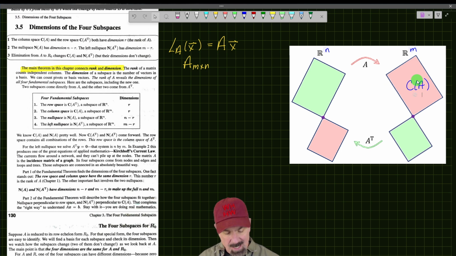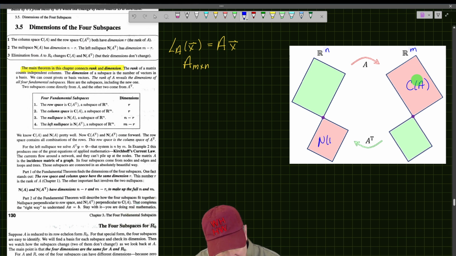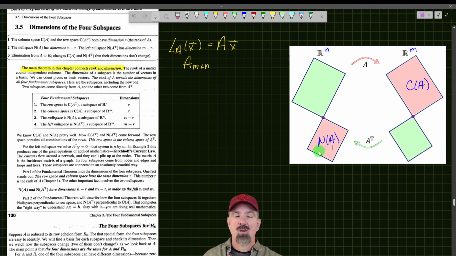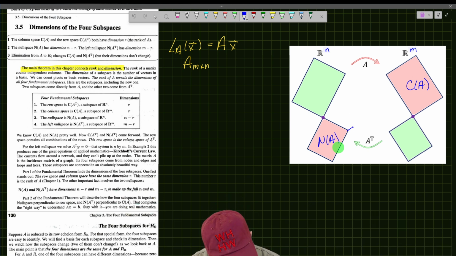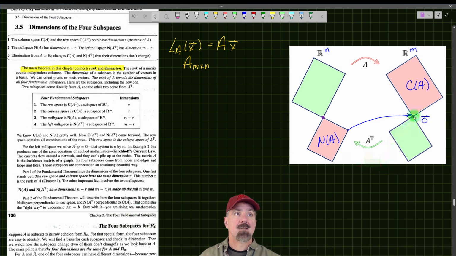What is the other one? Well, we just talked about that a little bit ago, and that's the null space. The null space is on the input side. The null space is the vector space in Rn where everything from this space maps over to the zero vector, which is this purple intersection point, if you will. So this is the null space, this is the column space.